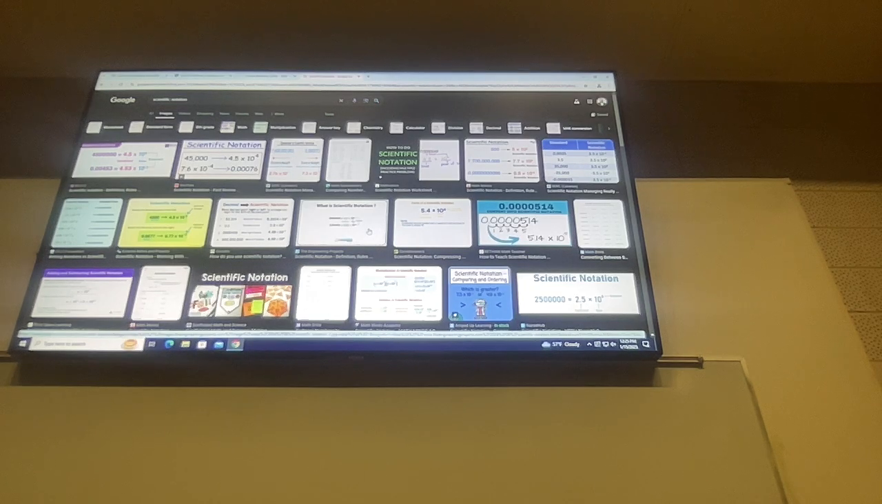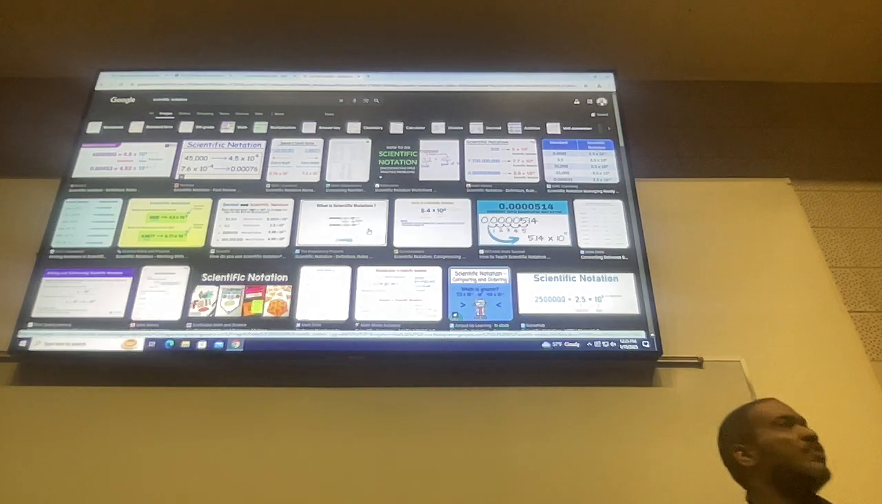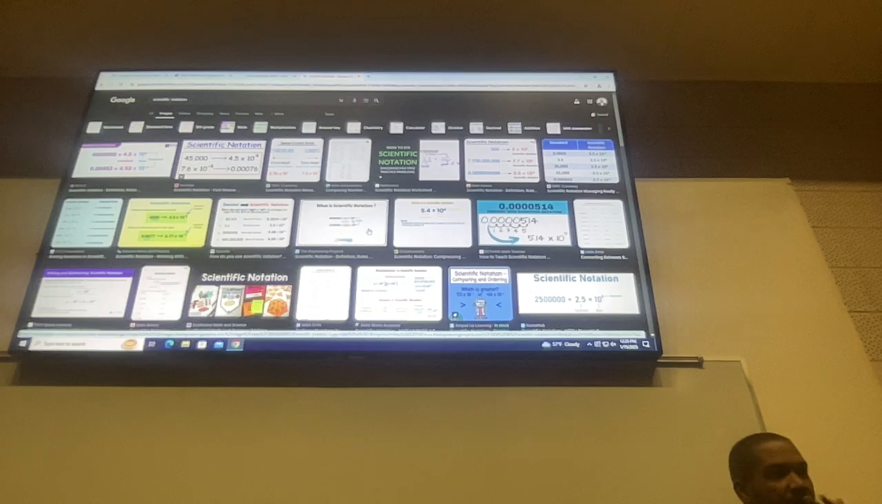We're gonna be calculating numbers, and those numbers are gonna be very huge, right? And very small, right? Can anybody give me an example of a very large number? 4 trillion. Okay, well, how do we write 4 trillion in scientific notation? I don't know how to do that.